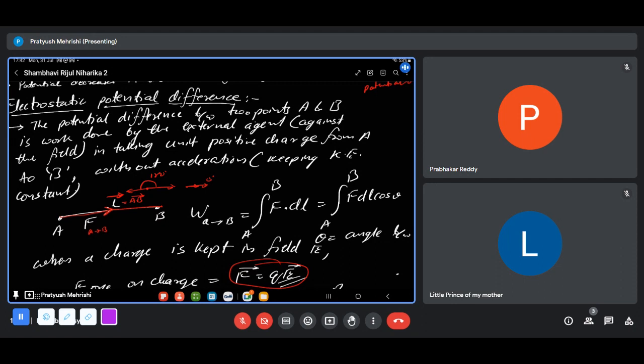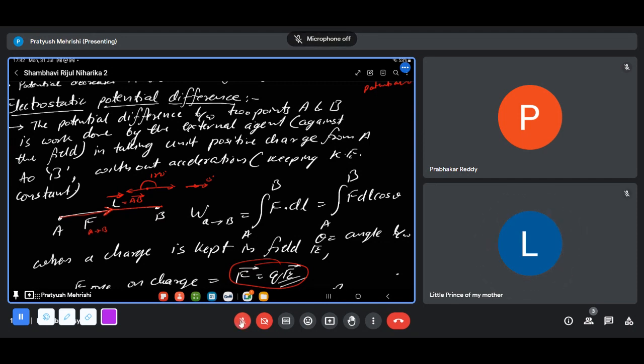If instead of unit positive charge, if we are taking any charge, then what will happen? Then we will be dividing it by the magnitude of charge. The total work done will be divided by the magnitude of charge, and we will get the energy required per unit charge. That will be our potential difference. Okay, got it now?